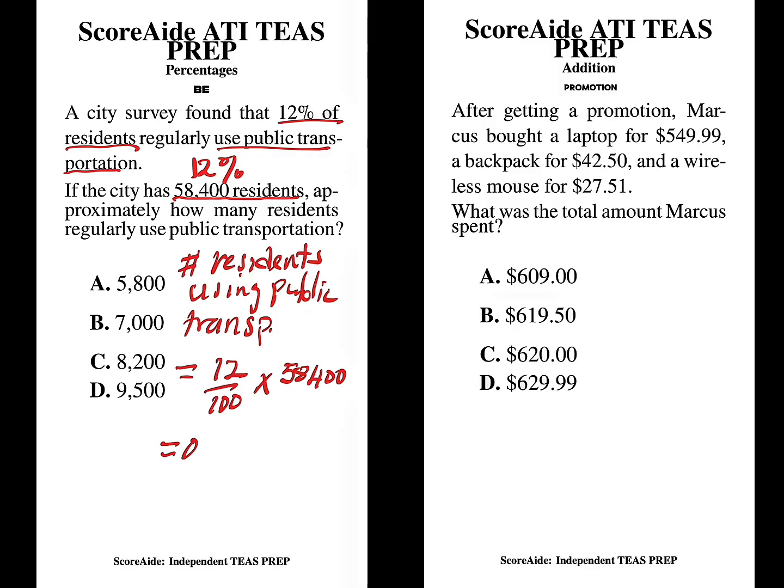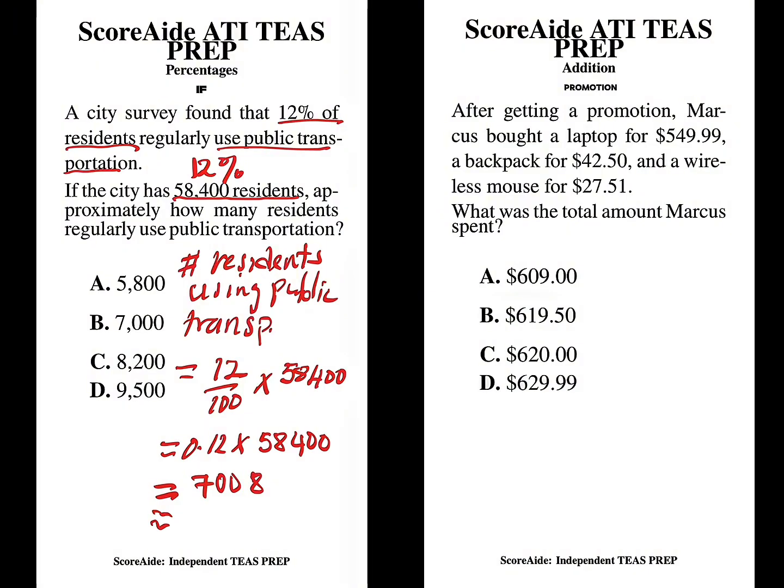So this is going to be 0.12 times 58,400. So this is equal to 7,008. And if you look at the options, there is no 7,008. But they say an approximate solution. They were looking for an approximate value.